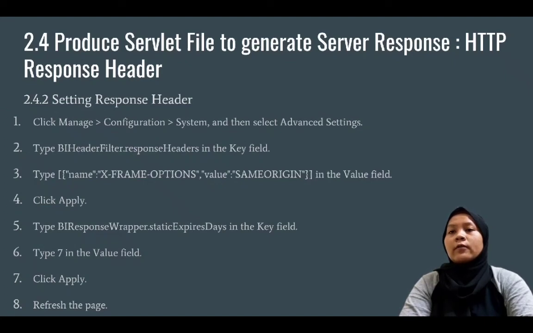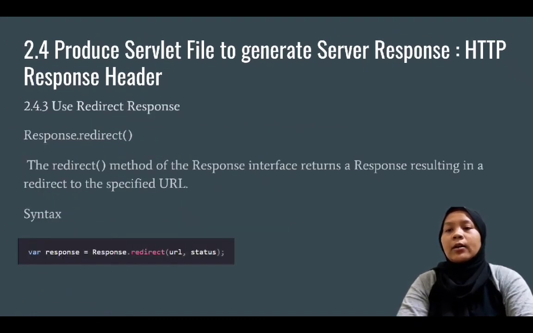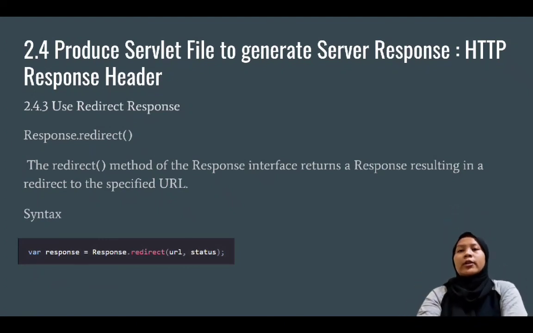Okay, now let's take a look at 2.4.2, which is setting the response header. For the response header, click Manage, go to Configuration and System, select Advanced, and type the header filter that responds to the header. In the key field, type the name as X-Frame-Options, and the value as SAMEORIGIN, and click Apply. Then type the response header Expires: in the key field, type the name, in the value field type the date, click Apply and refresh the page back.